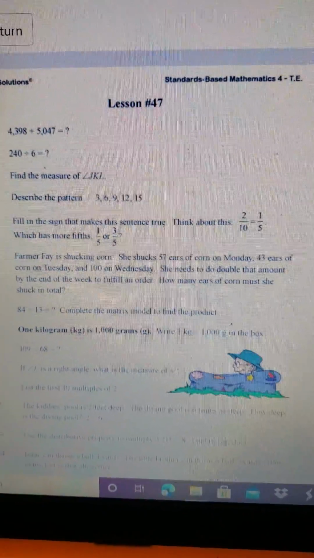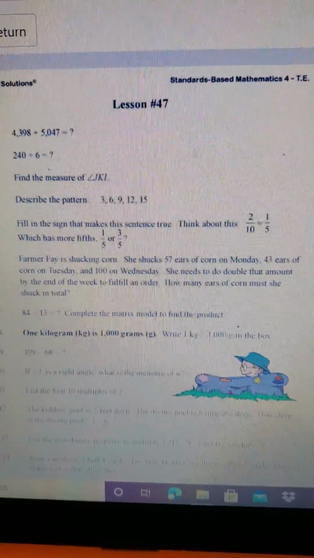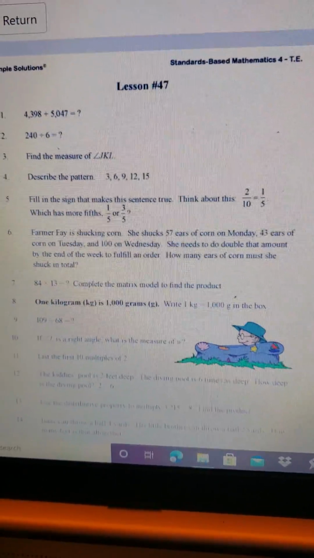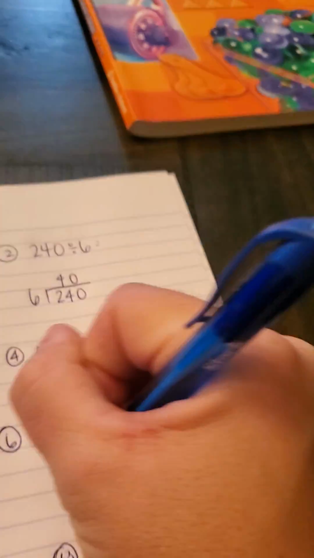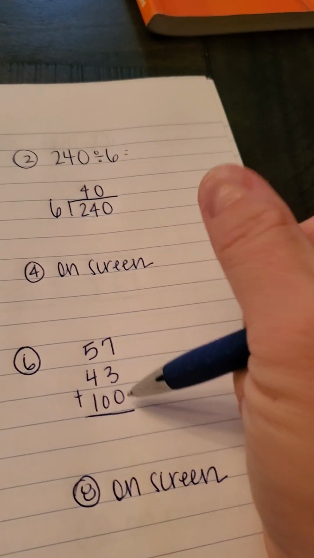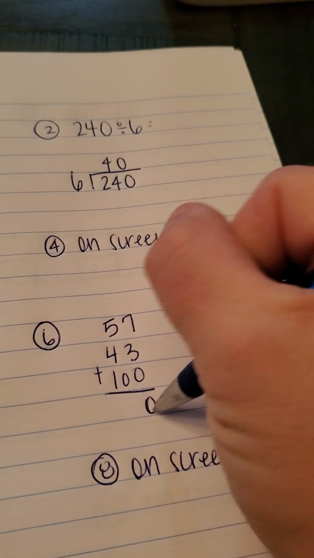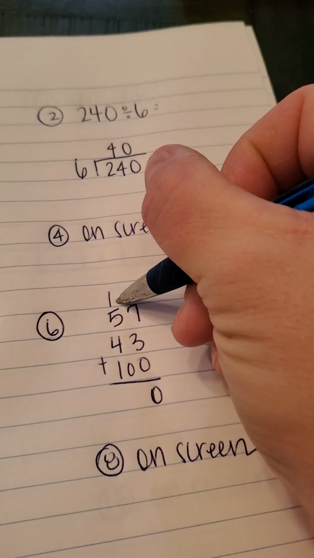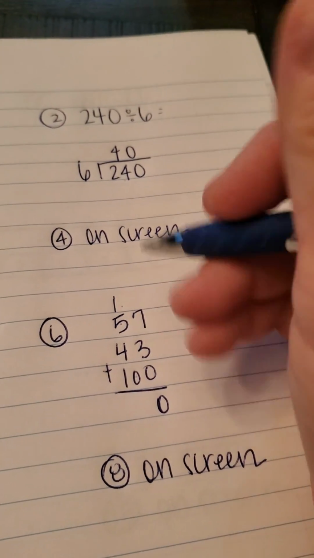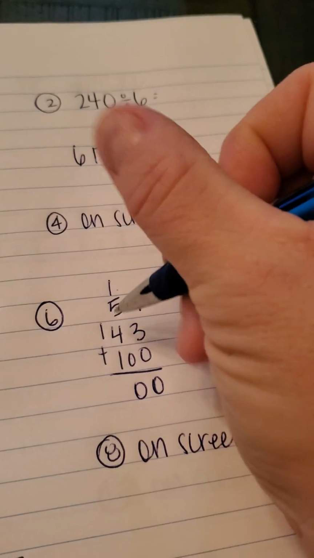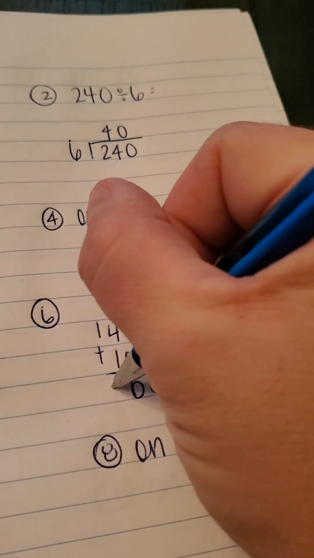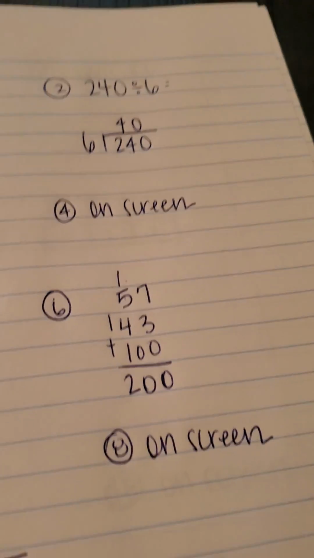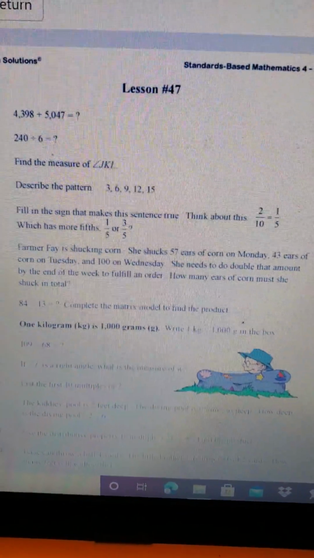Well, first we have to find out how many she did on Monday, Tuesday, and Wednesday. Okay, so we are going to add 57 plus 43 plus 100. 7 plus 3 plus 0 is 10. 5 plus 4 is 9, plus 1 more is 10, plus 0 is 10. Okay, and then carry my 1. 1 plus 1 is 2. All right, so she shucked 200 ears of corn on Monday, Tuesday, and Wednesday.